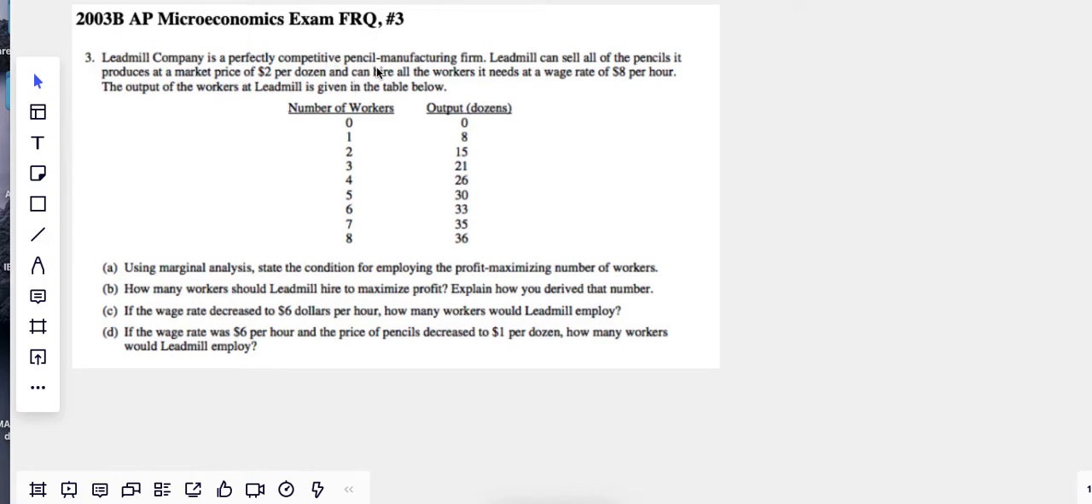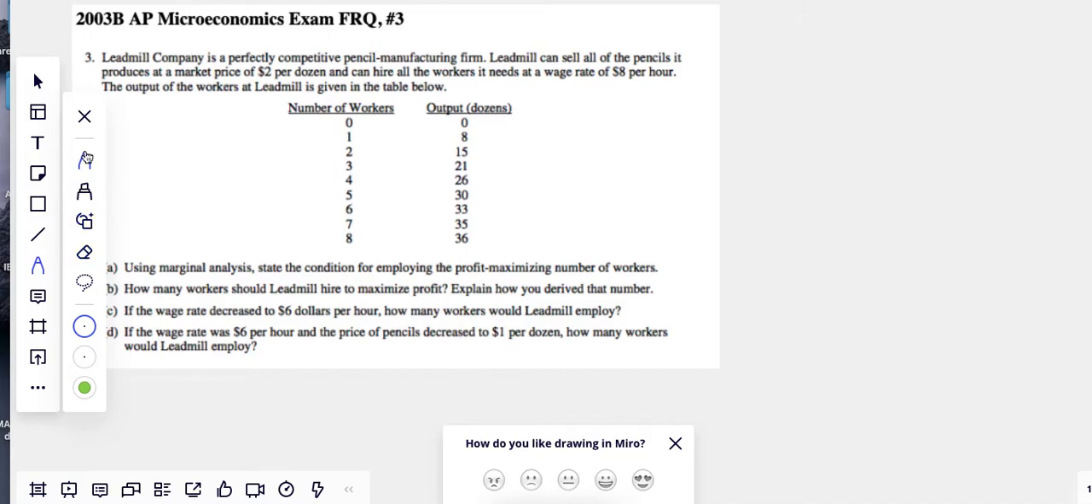AP Micro Exam FRQ number 3. It's a labor or factor market question.